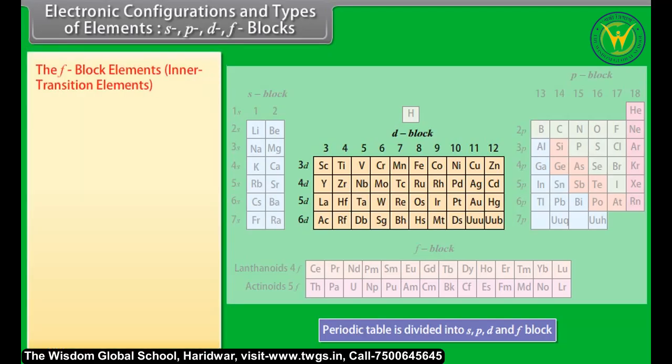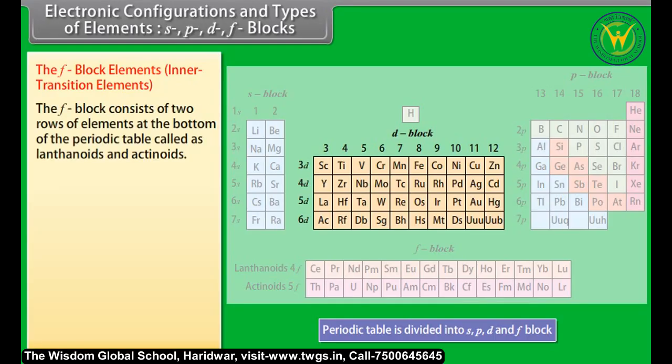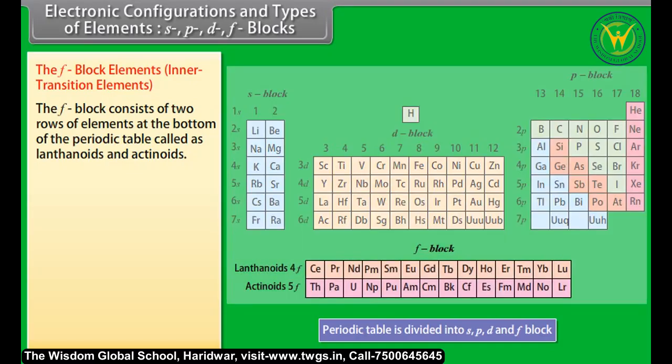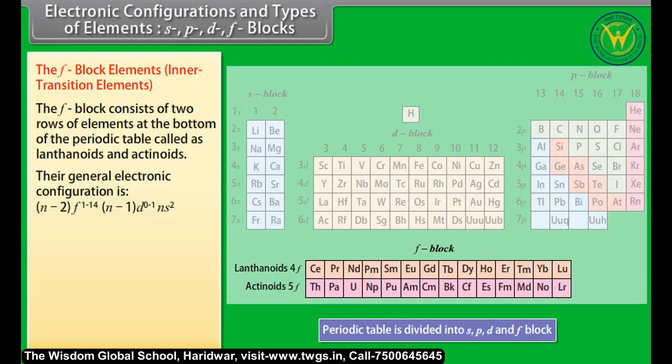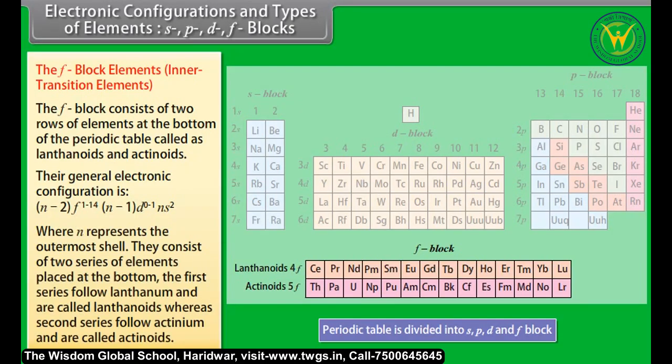The F block elements. Inner transition elements. The F block consists of 2 rows of elements at the bottom of the periodic table called lanthanoids and actinoids. Their general electronic configuration is: where n represents the outermost shell. They consist of 2 series of elements placed at the bottom. The first series follows lanthanum and is called lanthanoids, whereas the second series follows actinium and is called actinoids.